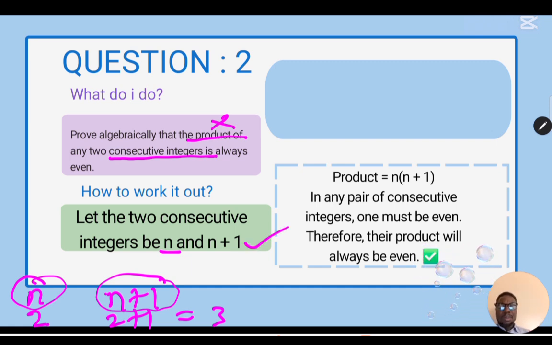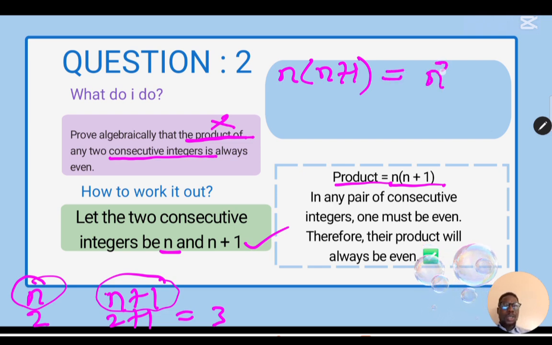Okay, so this step is clear to everyone. Now, the next step: according to the question, it says the product. The product means to multiply. So we are going to multiply the two integers, which means n into bracket n plus 1. If I open the bracket and multiply, I get n squared plus n.